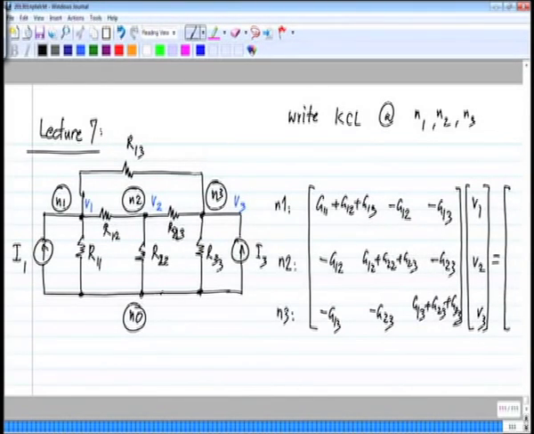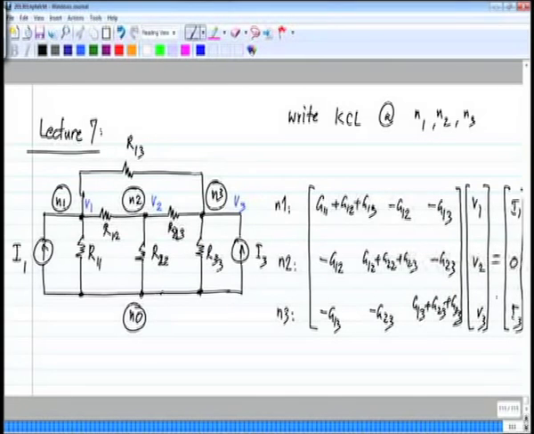On the right hand side, we will have the current sources, and in the first one, we will have the current source connected to node 1 in the direction that it pumps current into the node. It's basically the total current coming into node 1, that is plus I1, and no independent current source is connected to node 2, so this will be 0. Finally, here I3 is pushing current into node N3, so this will be I3.